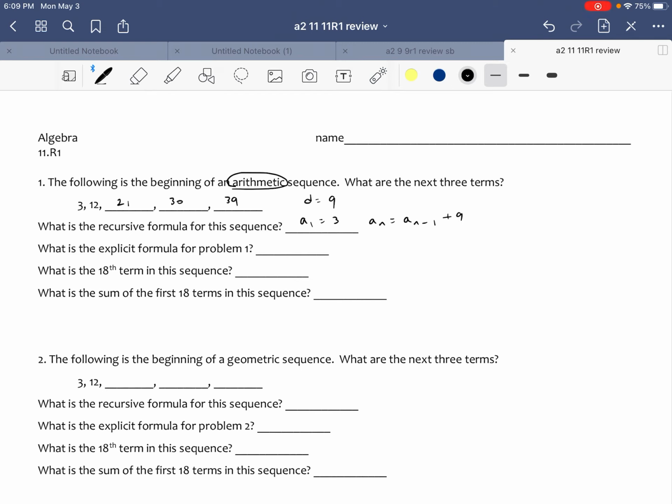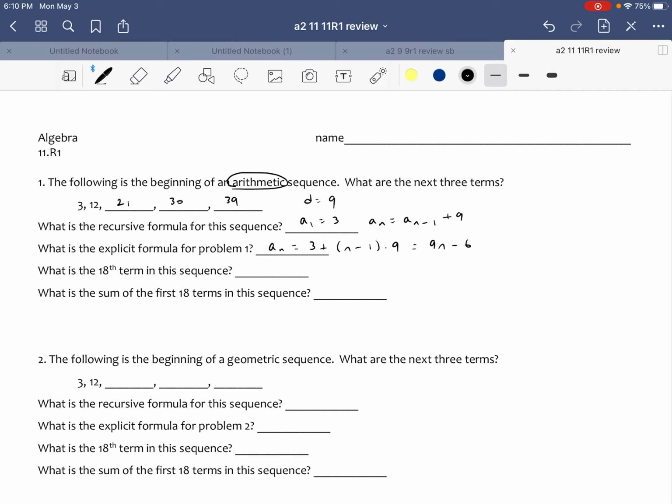The explicit formula, a sub n is equal to, that's how it starts. Then you write down your first term plus the n minus 1 times your common difference. And we'll clean that up. So we'll distribute the 9 times the n minus 1 will be 9n minus 9, but then we have the plus 3 up front, minus 6.